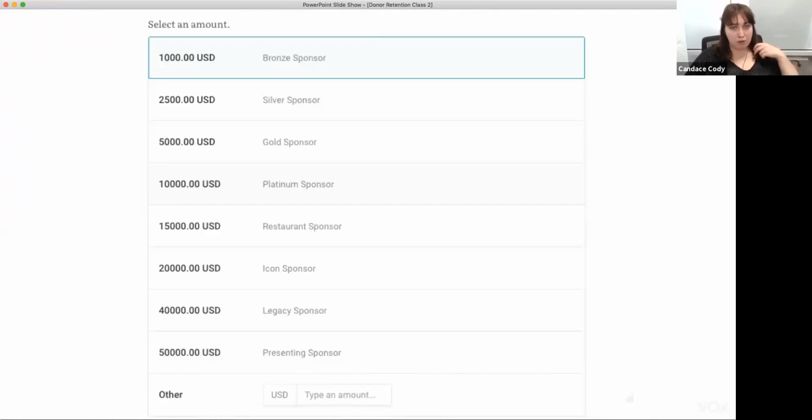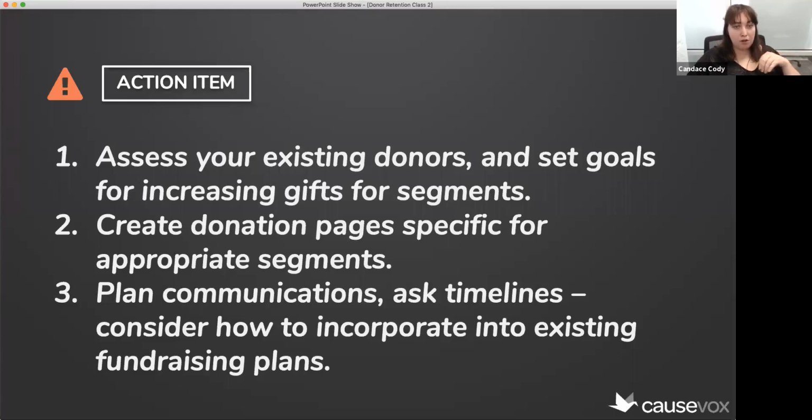Here's just an example of how Skid Row Housing Trust uses us for their donation page. They have the generic donation page, which starts at about $25. But then they have a donation page that's specific for their sponsors. So you can see that this is a much higher level donation ask. You might want to create donation pages specific for your appropriate segments of donors.